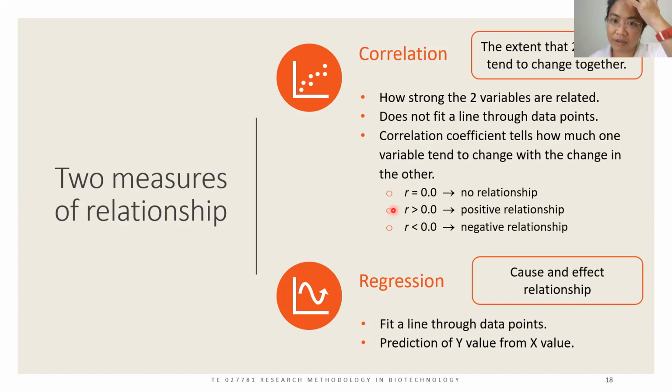That was a positive relationship. Okay. So that is the correlation. But like I told you, regression is a cause and effect relationship. That means that when we are talking regression, we are talking fitting the data point with a line. We fit the line because we want to predict something. So that is a regression.